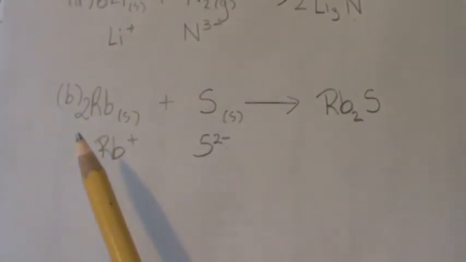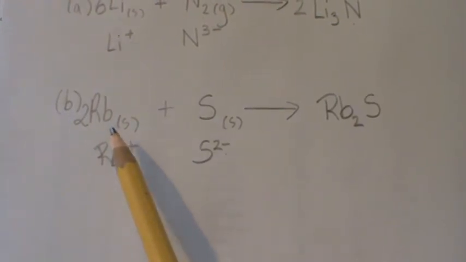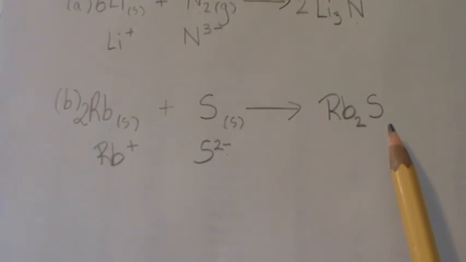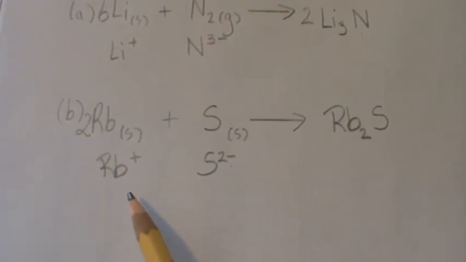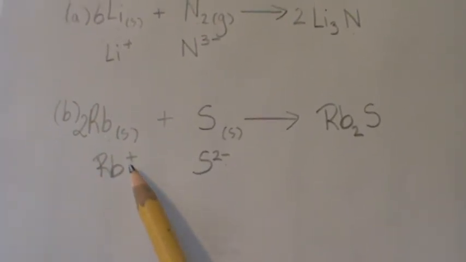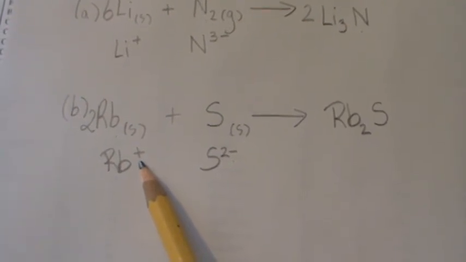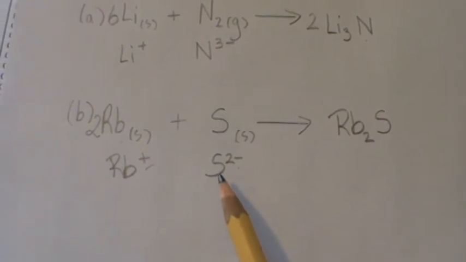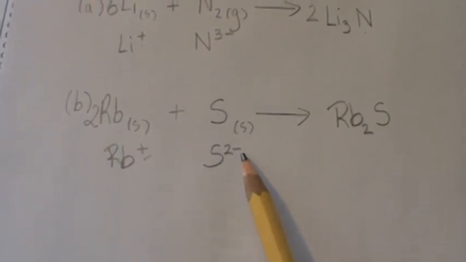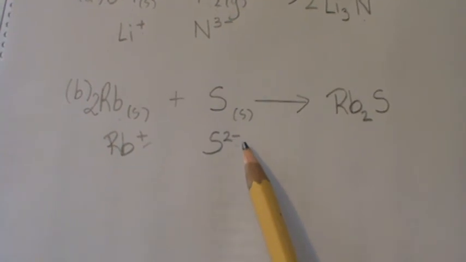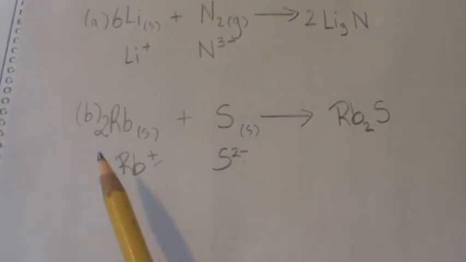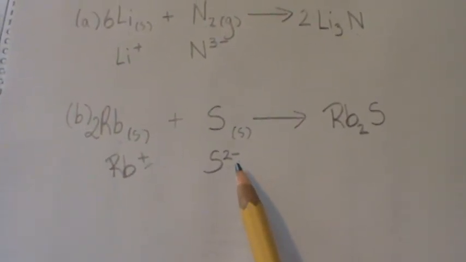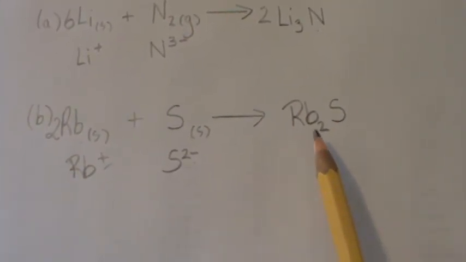Right, now let's look at B. We have rubidium plus sulfur to form rubidium sulfide. Okay, now rubidium is also an alkali metal, which means that it will form a 1 plus charge because it only has 1 valence electron to lose. And sulfur will become sulfide, which is an S2 minus, because if it gains 2 electrons, it looks like argon. Right? Then we'll need 2 of these rubidium ions to balance out the 2 minus charge here. So we make rubidium sulfide, Rb2S.